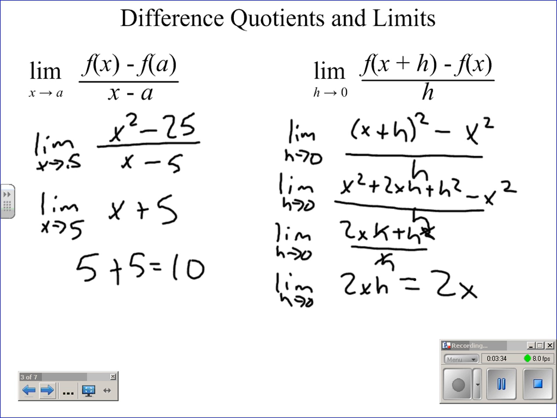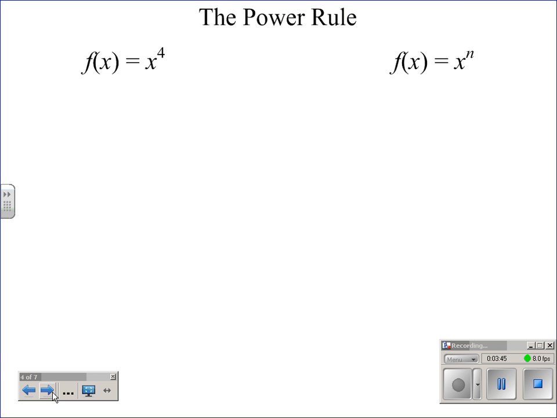Notice how the coefficient of x is the previous power, and we took 1 away from the power. As stated in the previous slide, when we took the derivative of x squared, we multiplied x by the power, in this case 2, and reduced the power by 1. We suspect that this will always be the case, but we aren't sure. Let's find out using x to the 4th. By substitution, we get x plus h to the 4th minus x to the 4th over h.